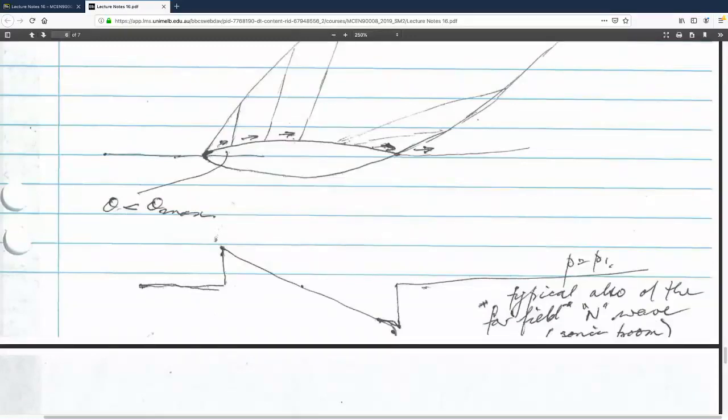So that's typical. This pressure distribution is typical of the far-field N wave that you've heard about. Concorde had an N wave, the sonic boom. So the sonic boom is a shock wave here and a shock wave here. And they don't go away. Doesn't go away.